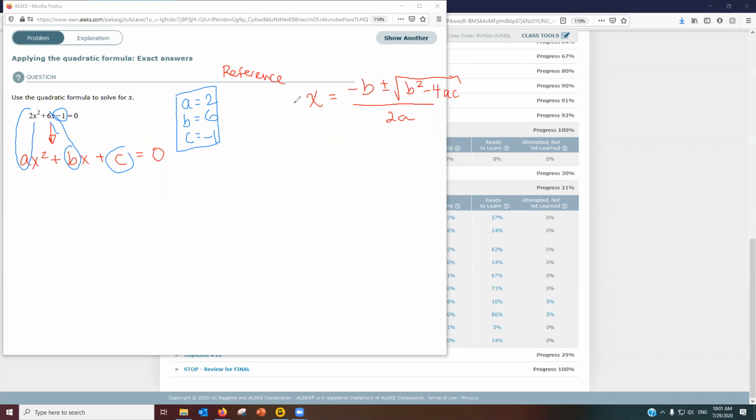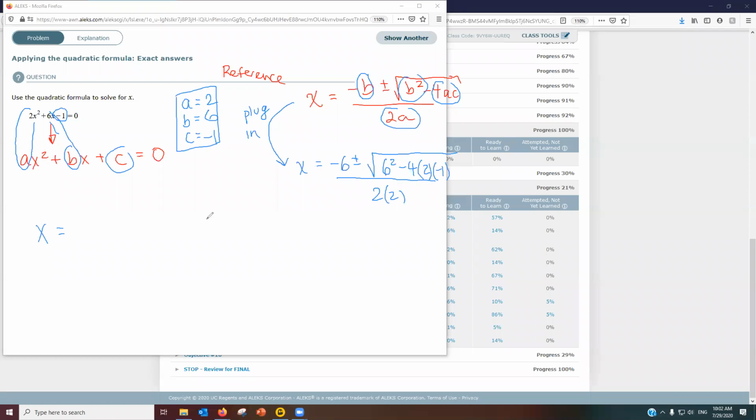Now that I know a, b, and c, I plug these values into the quadratic formula, and then I'm just going to work this out numerically. All right, so let's work it out. In place of b, I'm going to drop in a 6. So this is going to be negative 6 plus or minus, under the square root, b squared. Well, that's going to be 6 squared minus 4 times a times c. Our a number is 2. Our c number is negative 1. All over 2a. That's 2 times 2.